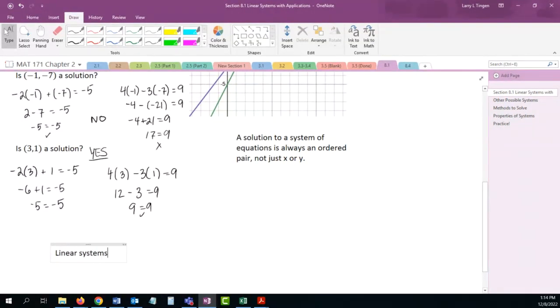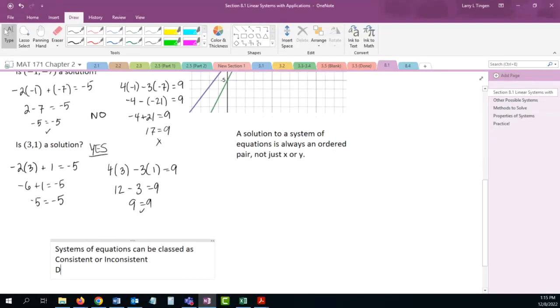Linear systems, or let me just say systems of equations, can be classed as, first, consistent or inconsistent, and then the other is dependent or independent. So what does that mean?